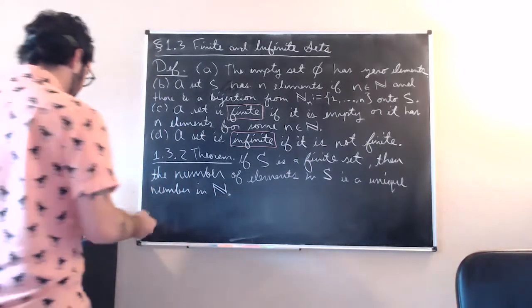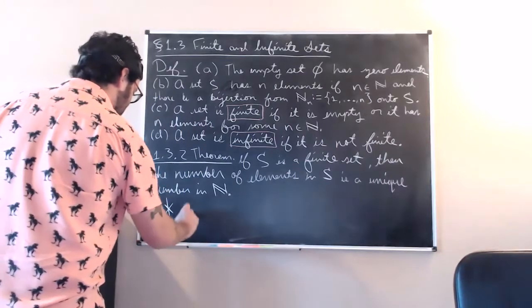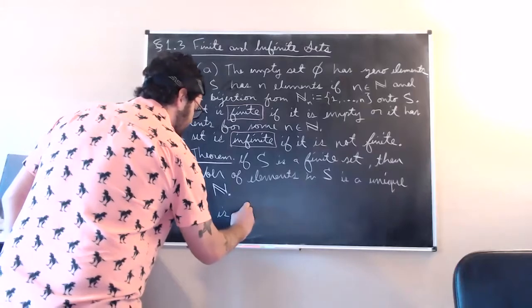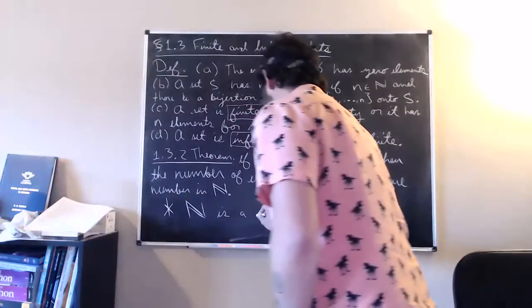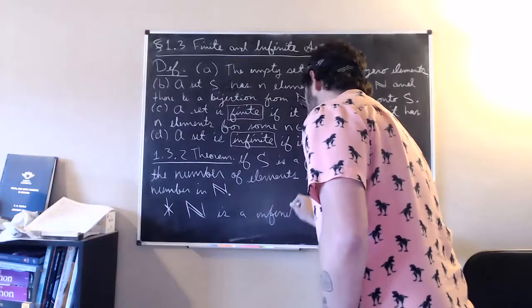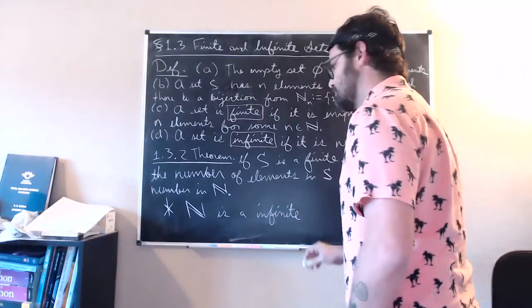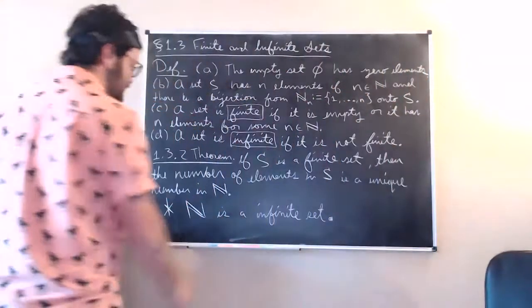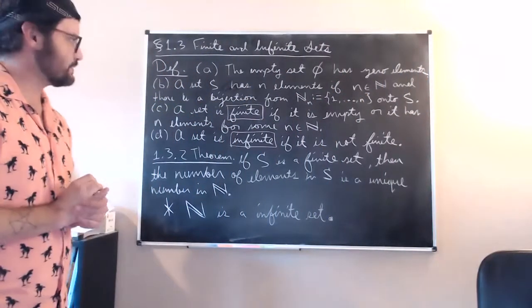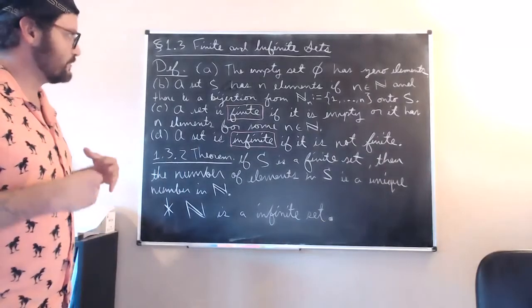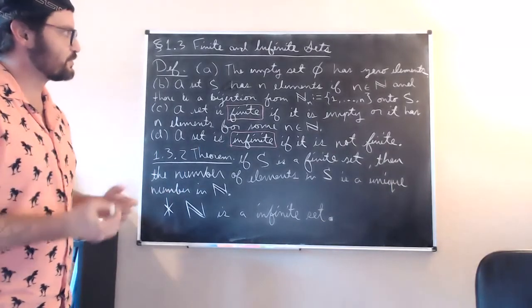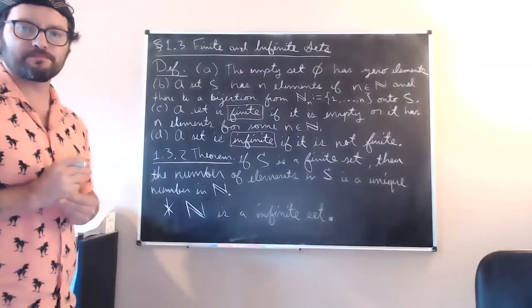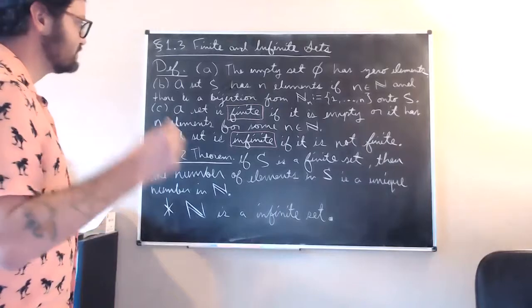And then also we need to state that the naturals, so this set, is an infinite set. And this is actually stated as a theorem in the textbook. Okay, so with these definitions, we can now move forward and proceed to prove some fundamental facts about finite and infinite sets.